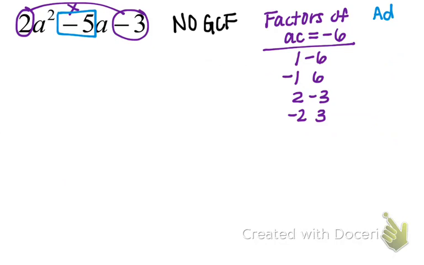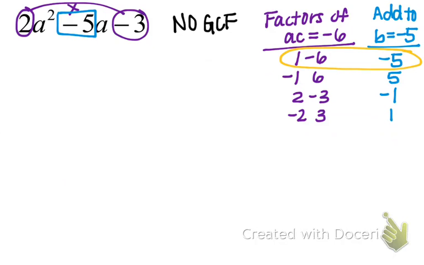When we identify our b term, we're looking for the two factors that add to equal negative 5. When we add our list of factors on the left, our winning set of factors are 1 and negative 6. So now we're going to rewrite this trinomial with 4 terms. The first term stays the same. The second term gets split up into our two factors, plus 1a minus 6a. And our last term stays the same as the original.